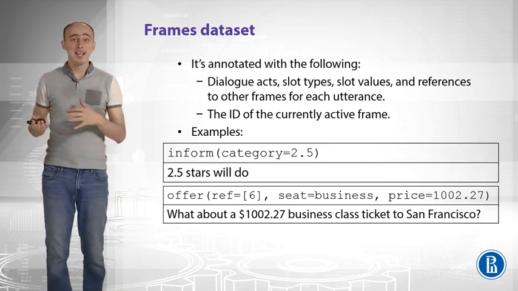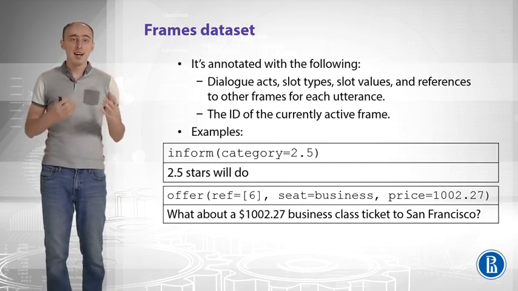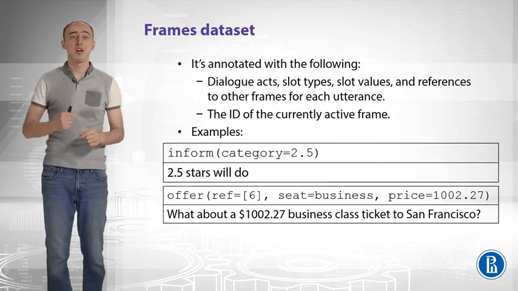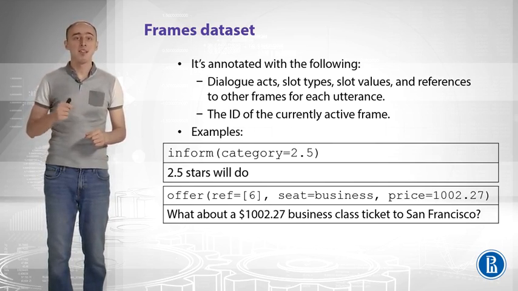How is it annotated? It is annotated with dialog acts, slot types, slot values, and one more thing, references to other frames for each utterance. And also we have an ID of the current active frame for each utterance.